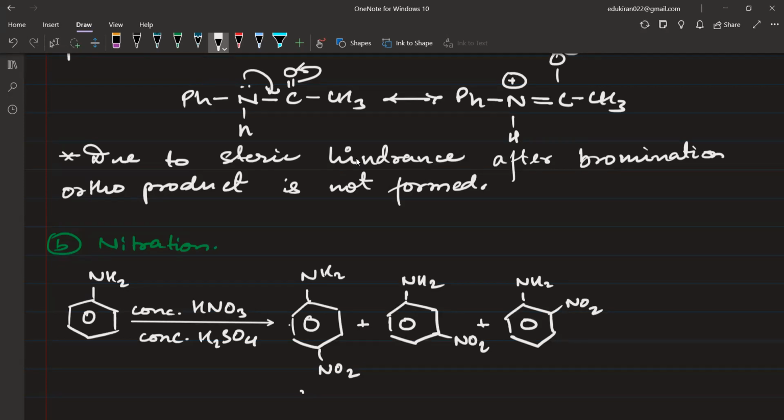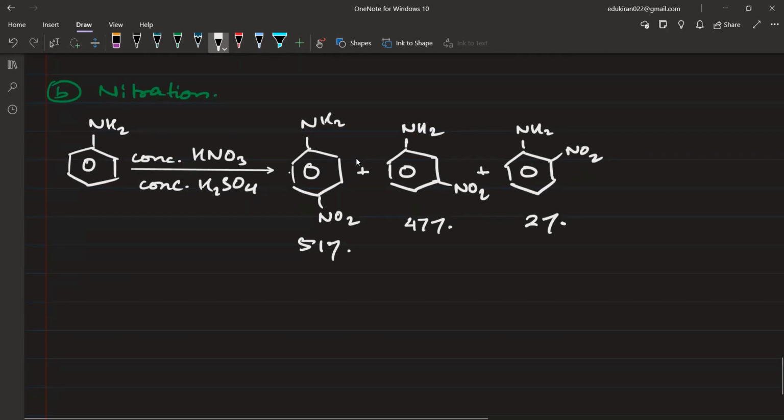The highest percentage is with 51% of para. Now significant, the second highest and very significant amount of meta product is formed, that is 47%, and 2% of ortho product. Now why is meta product formed? Meta product is formed because concentrated HNO3, please listen very carefully, concentrated HNO3 and concentrated H2SO4, they both are going to give plenty and plenty of H plus ion. So around aniline, you will have too many H plus ion just surrounding aniline.